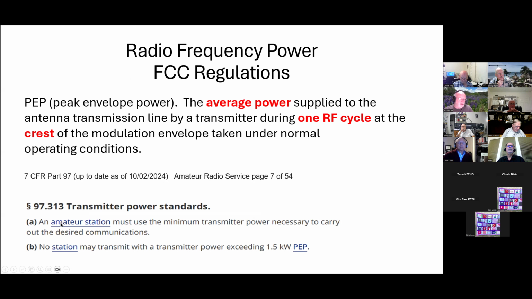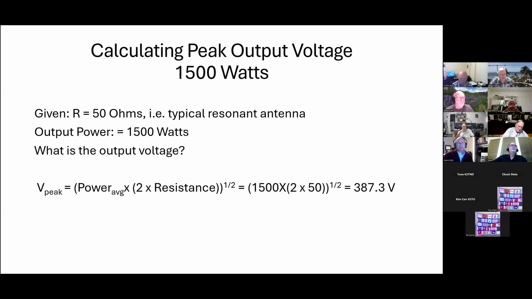And just toss this in for grins. An amateur station is supposed to only use the power that's necessary to carry out the desired communications. And our maximum limit is 1.5 kilowatts PEP. There are some lower limits on certain bands and certain frequencies and that sort of thing. But the concept of peak envelope power remains the same.